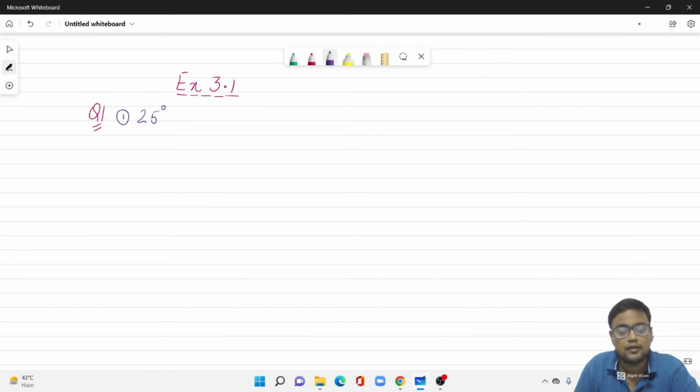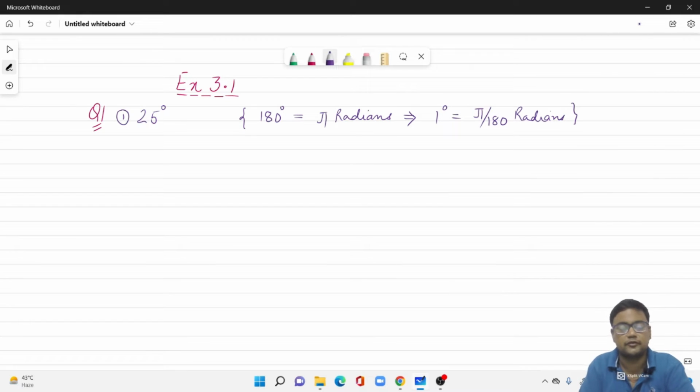25 degrees. So for that we will take the help of the last lecture where we learned that 180 degrees is equivalent to pi radians. It implies that 1 degree is pi over 180 radians. I hope this relationship is clear to you all. So now if 1 degree is pi by 180 radians, for radians we will write like this.